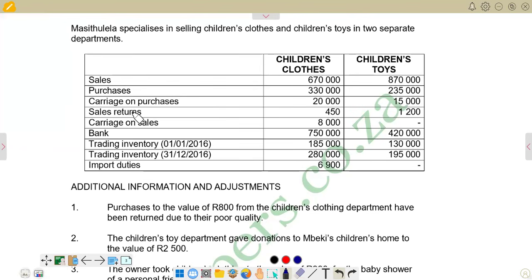So we are going to skip this one, and then we go to sales returns, which is going to affect our sales, and then we go to our carriage on sales again. This is going to be in the income statement under less expenses. We are not going to include it. When we go to bank, we go to trading. We try to see which information we have that is going to affect our trading account.